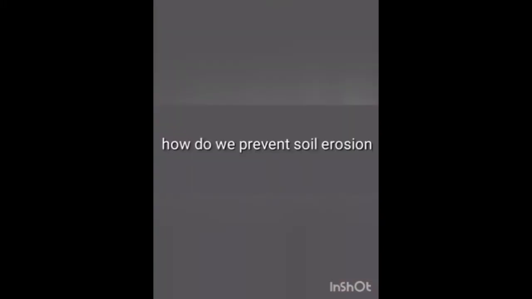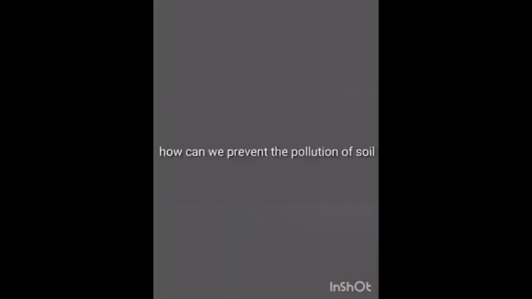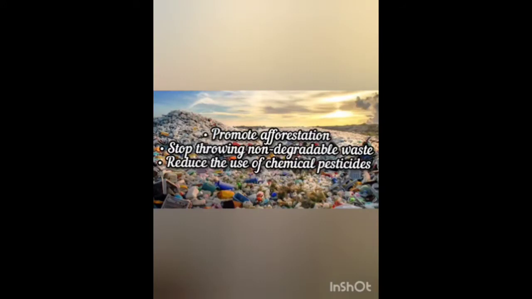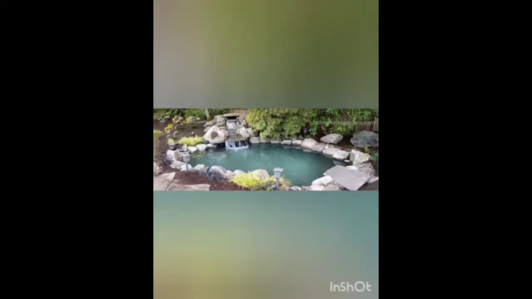How do we prevent soil erosion? Planting of more trees, using fiber logs, proper drainage system. How can we prevent the pollution of soil? Promote afforestation, stop throwing non-degradable waste, reduce the use of chemical pesticides. Which are the sources of pure water? Pond, well, river, streams.